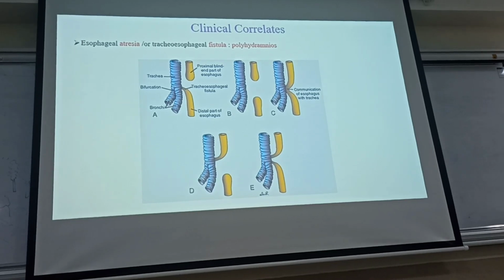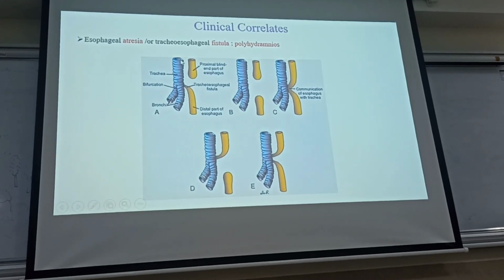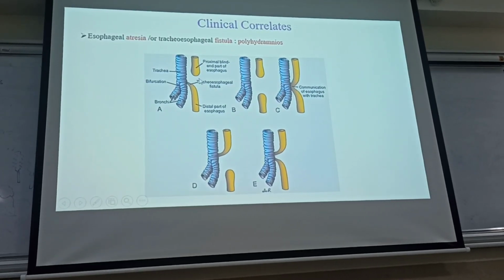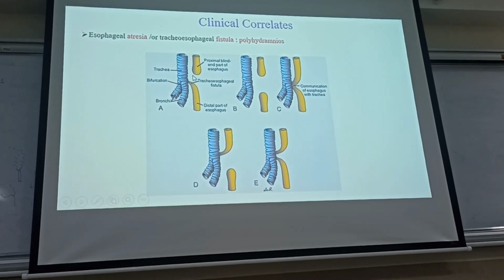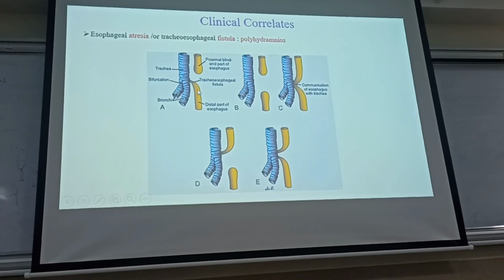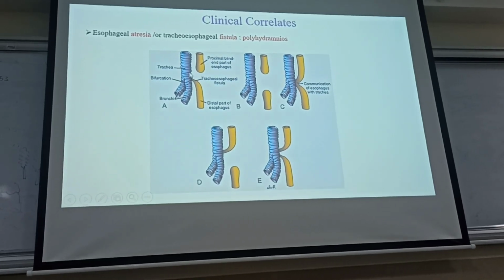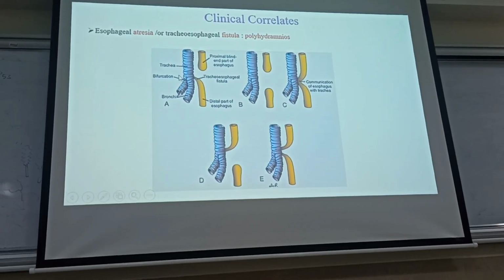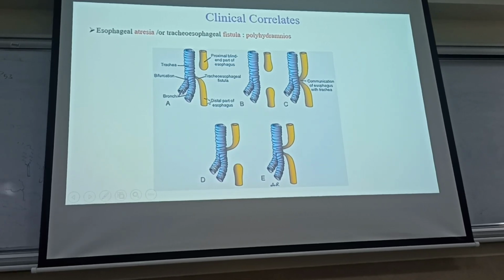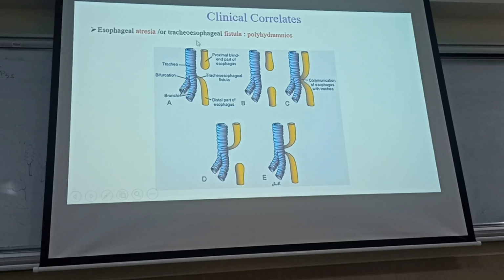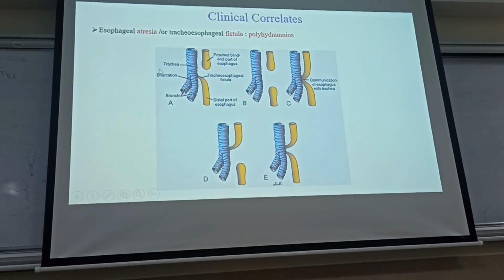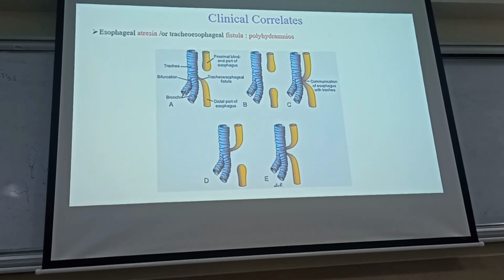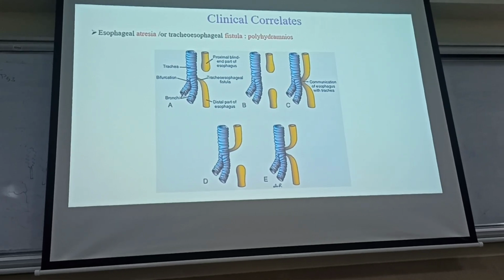Or, please tell me the position of this pathological condition. The proximal end is blind and the distal end connects to the trachea by a fistula. This type is the most common abnormality. This kind, figure A, is the most common abnormality.